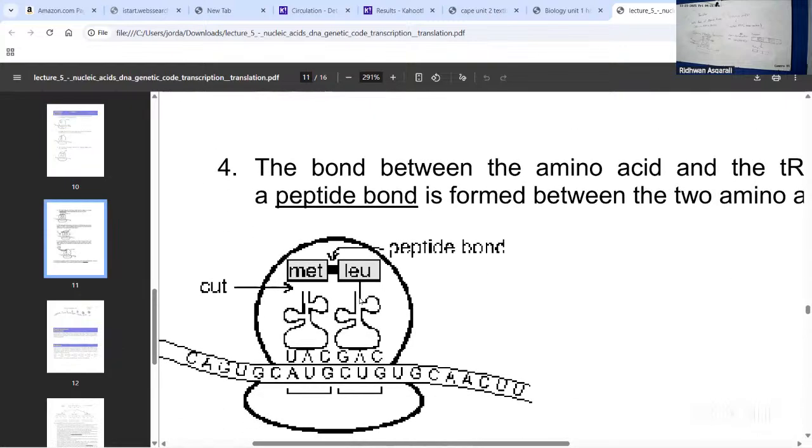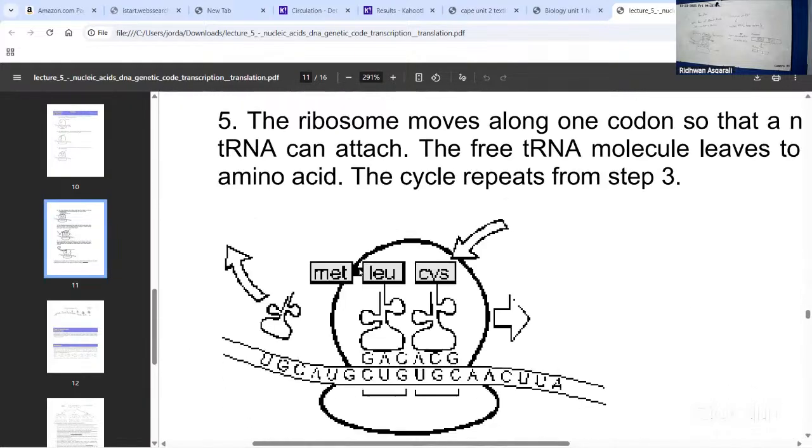What happens now is a peptide bond between methionine and leucine forms. Okay, and then the ribosome continues to move along the mRNA strand. It brings along a third tRNA, and we can see that as one comes in, another one is released. But the amino acid stays because it has already formed the peptide bond.